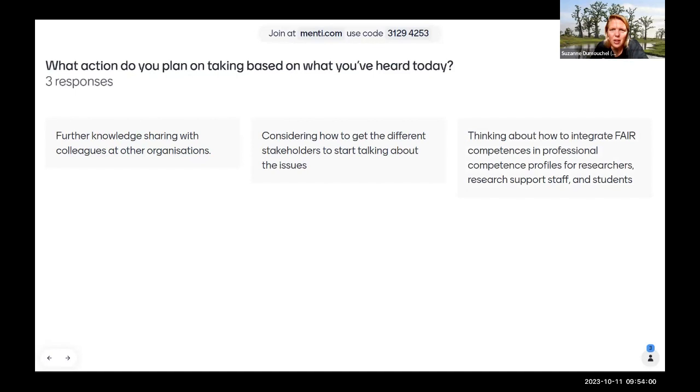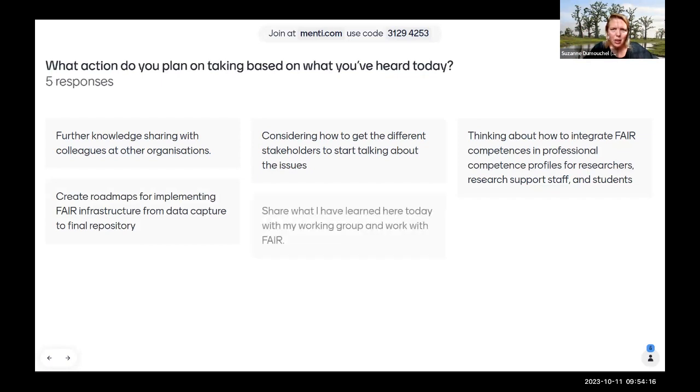Third proposition, thinking about how to integrate FAIR competencies in professional competence profiles for researchers, research support staff, and students. I'm really happy, to be honest, because the points that are mentioned right now are completely aligned with the support program on the national initiative that we launched within Task 2.5 and will start in January. So you can still apply for your own organization. And we have one session about involving the different stakeholders. We have one session about integrating the FAIR competencies in the professional competence profile.